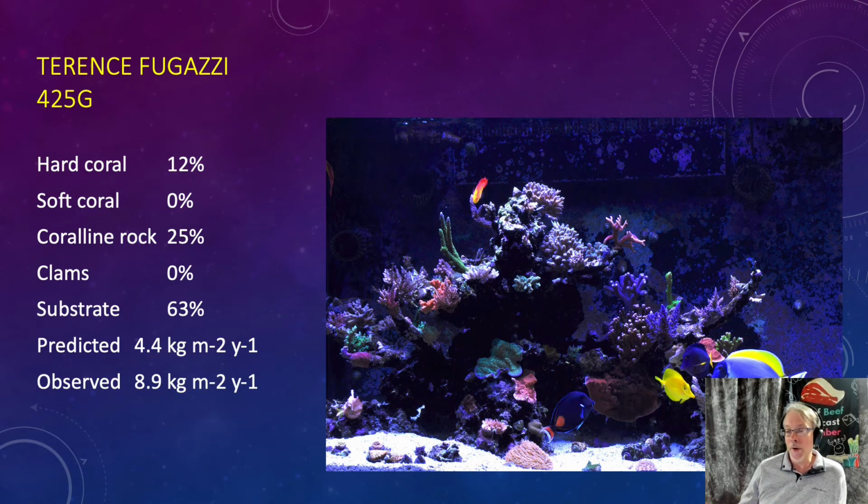Okay, so in Terence's tank, his reported species breakout is as follows. It's like 12% hard coral, 0% soft coral, and as you look down the tank, you'd see 25% of the rocks covered with coralline algae, and the substrate is roughly 2/3 of the area that you would see looking down. So the prediction in this case is that this system would calcify at about 4 calcification units. The observation was that Terence's system is actually calcifying at much higher than that, about 9 calcification units.